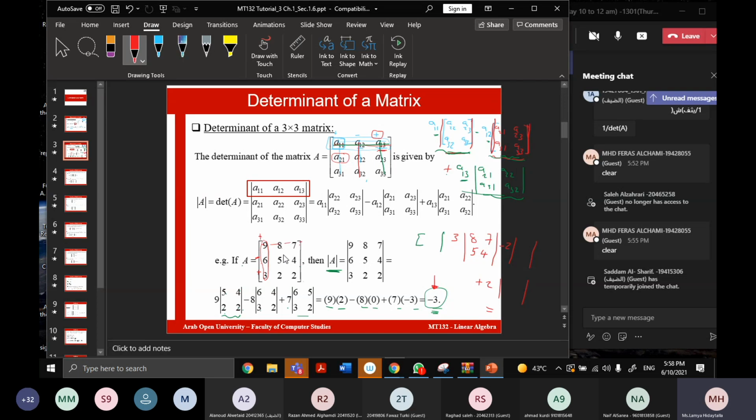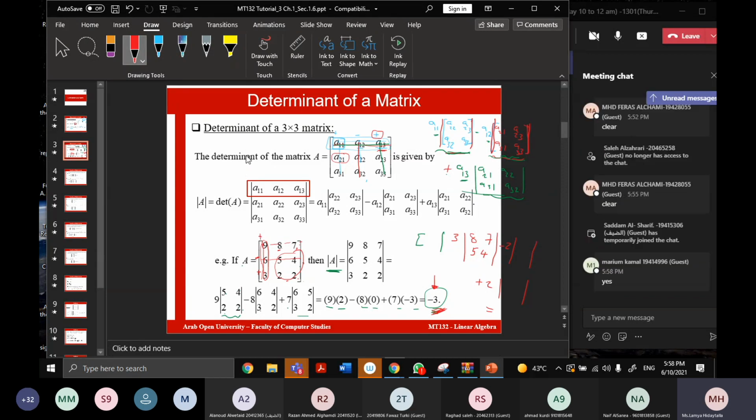9 times, and then you delete like this and delete like that. So multiply times this one, minus 6, and then again you delete like this and delete like that. You get 8, 7, 2, 2, and so on. And then at the end you count, okay, and then you will find that it is minus 3. Okay. So is it clear how to find the determinant of a 3x3 matrix? Okay. What if it is 4x4?